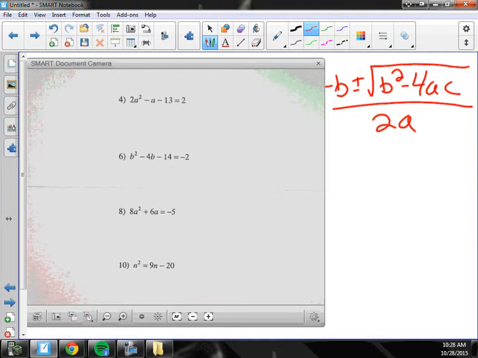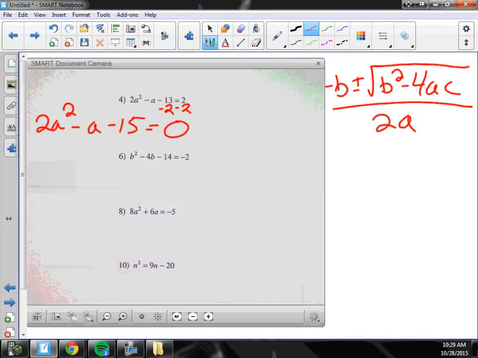But there is one thing I do have to fix. The quadratic formula only works if the equation equals 0, and right now the equation equals negative 2, or positive 2. So I need to move that 2 to the other side. So I'm going to subtract 2 and subtract 2, and I get 2a squared minus a minus 15. Now it equals 0, and because it equals 0, I can use the quadratic formula.